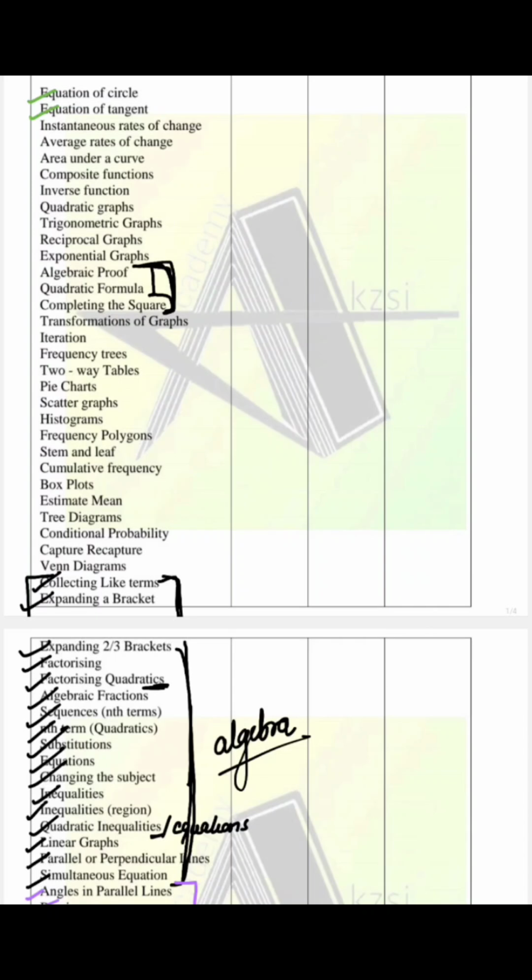So after completing the algebra, we'll move on to the geometry. After geometry, we will be moving on to the trigonometry, and then we'll be doing statistics. So like if you can see here, the frequency trees, two-way tables, pie charts, scatter graphs, histograms, frequency polygons, stem and leaf, cumulative frequency, box plots, estimation of the mean. So these all basically come under statistics.